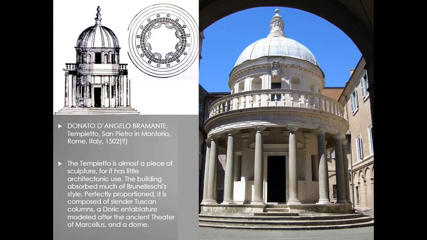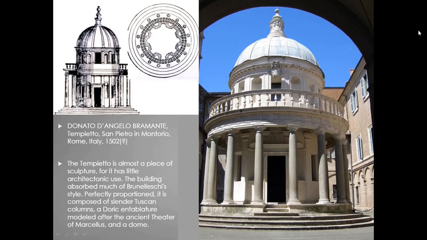Renaissance architecture is characterized by symmetry and proportion and is directly influenced by the study of antiquity. The architects representative of the High Renaissance are Donato Bramante and Andrea Palladio. They are the leading architects, and here in the slide we can see the Tempietto, the masterpiece of the High Renaissance period.